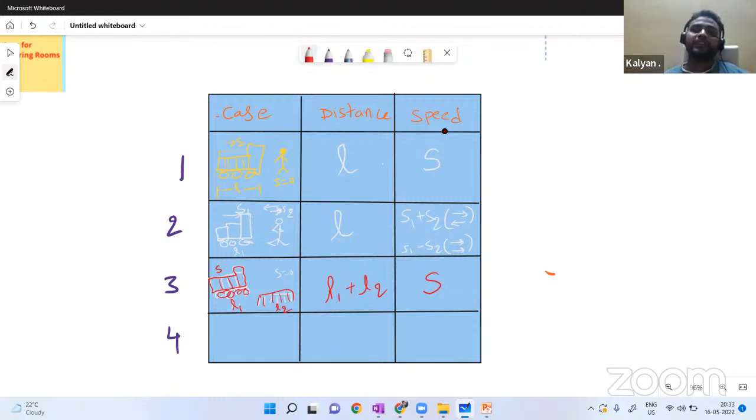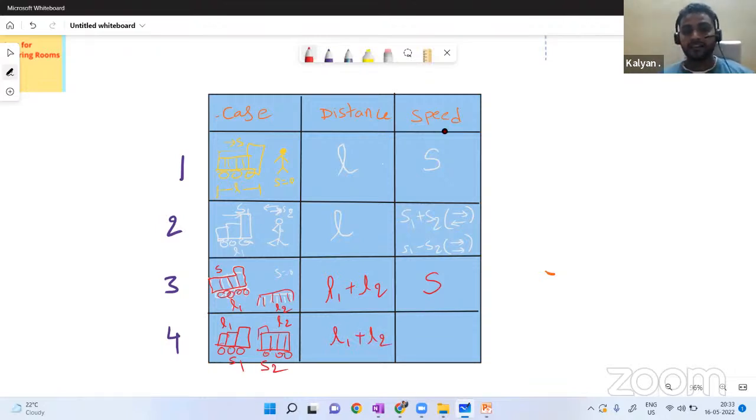Okay, and now the final case, a combination of 2 and 3. We should consider two lengths, but there should be relative speed. So where will it be possible? It is possible in the case of two trains. So this is L1, L2 traveling with S1, S2 speeds. We don't know whether they are moving in the same direction or opposite direction, but the total distance they traveled is equal to L1 plus L2 only.